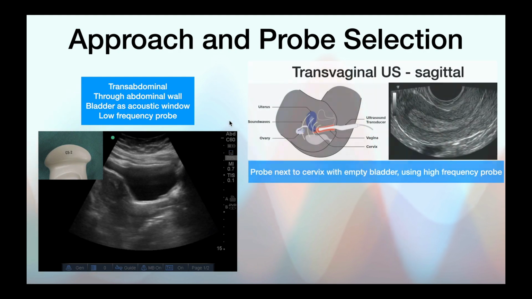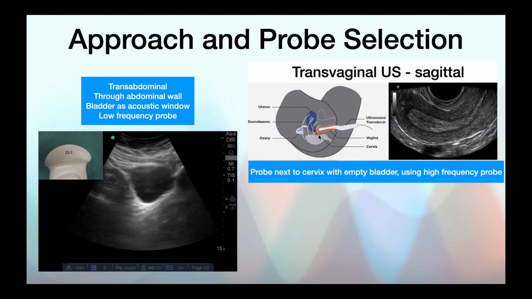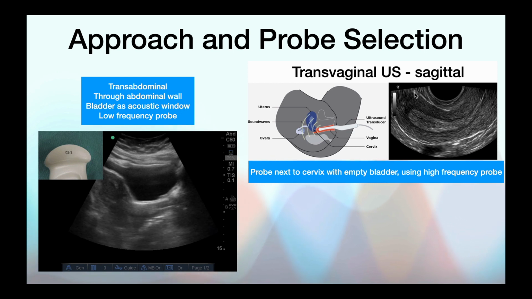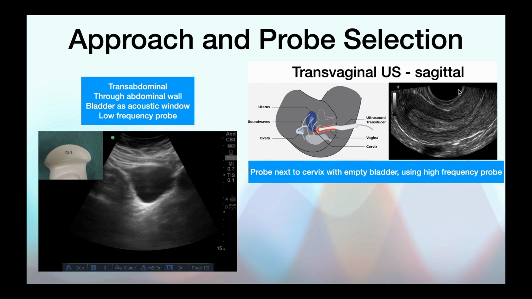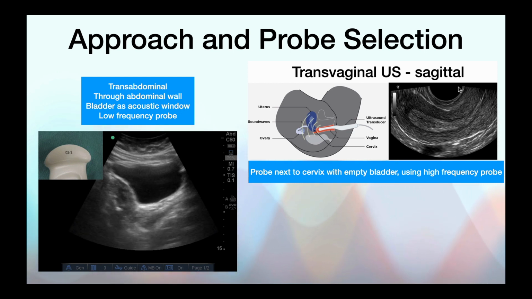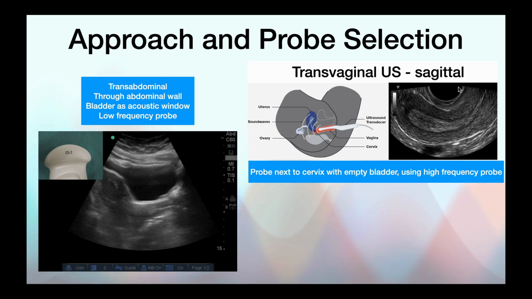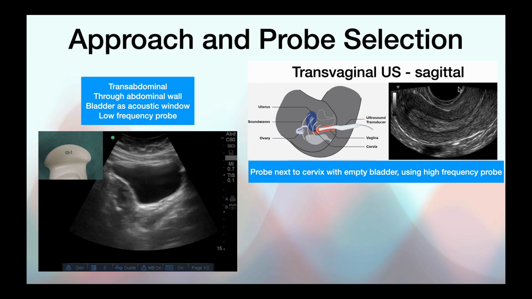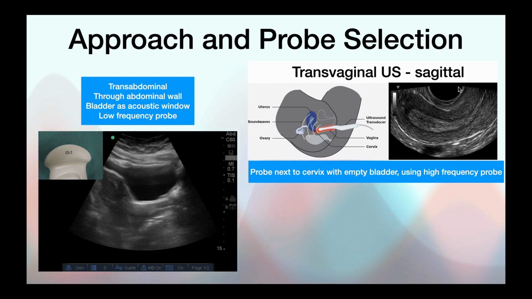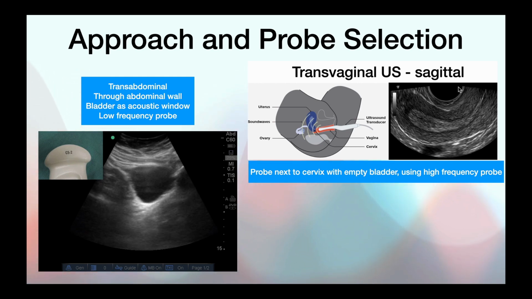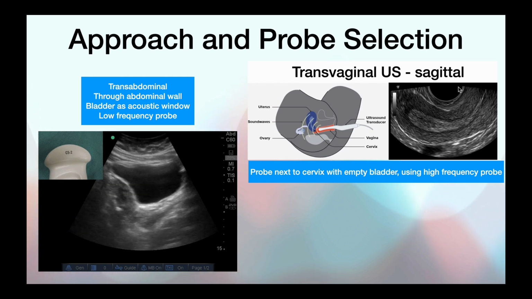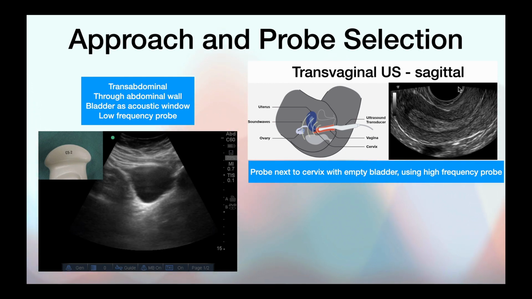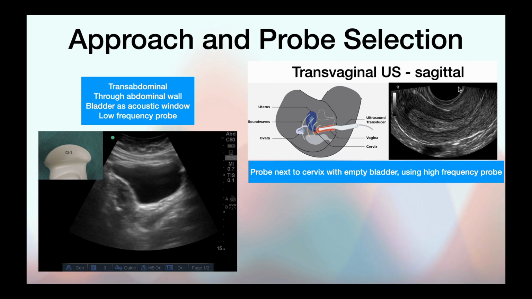Now contrast this to transvaginal ultrasound here. The probe is inserted into the vagina and is next to the cervix. The image quality is much better because number one, the probe is next to the uterus or adnexa, and number two, we are using a high-frequency intracavitary probe. Notice also that you want an empty bladder for transvaginal ultrasound because a full bladder will push the uterus more superiorly and away from the probe.